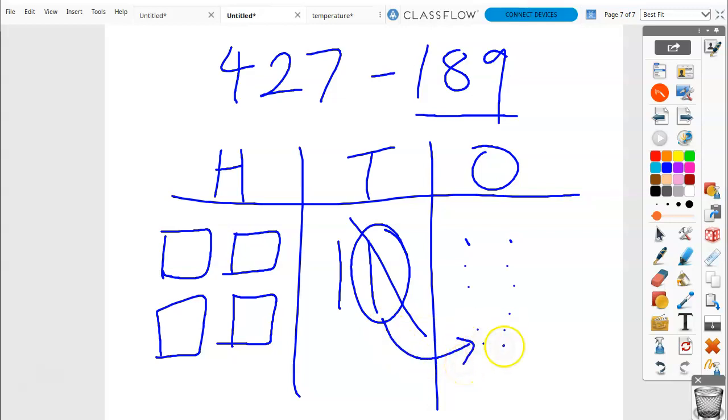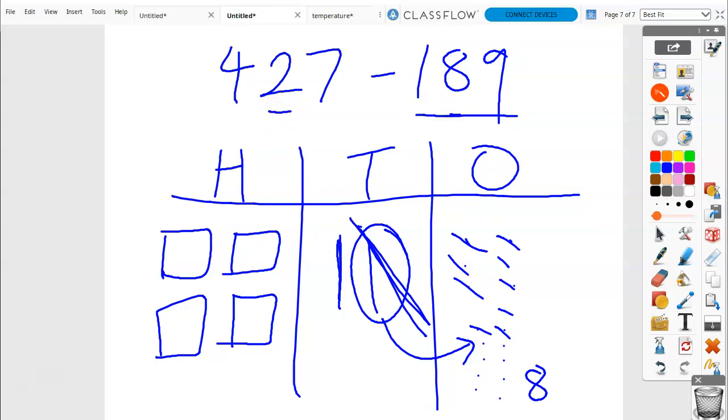1, 2, 3, 4, 5, 6, 7, 8, 9, 10. We break this 10 apart and make it into 10 ones. Now I can take away 9: 1, 2, 3, 4, 5, 6, 7, 8, 9. That will leave us 1, 2, 3, 4, 5, 6, 7, 8. 8 ones. I have 1 ten, but they want 8 tens.